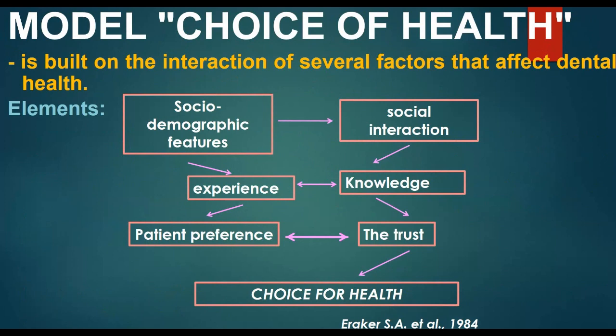Model: Choice of health is built on the interaction of several factors that affect dental health. Elements of this model: socio-demographic features lead to social interaction and to experience; social interaction leads to knowledge; experience and knowledge about oneself; experience leads to patient preference; knowledge leads to trust; and then to the choice for health.